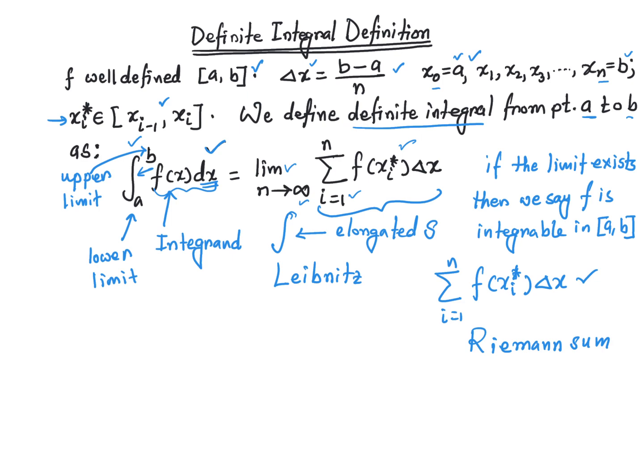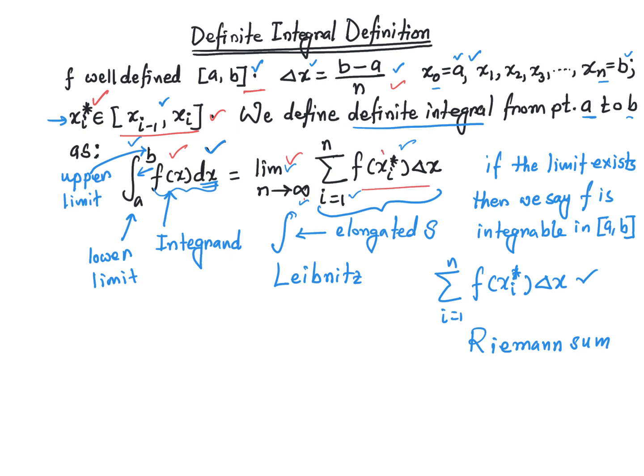So this is how we define definite integrals. Just to summarize, we have a well-defined function on a closed interval a b, and define delta x to be b minus a over n, and take a random point in a particular subinterval. So x sub i star is a random point in this closed subinterval, and we define the integral of the function f from a to b as the limit as n approaches infinity of this summation. That's how we define it.